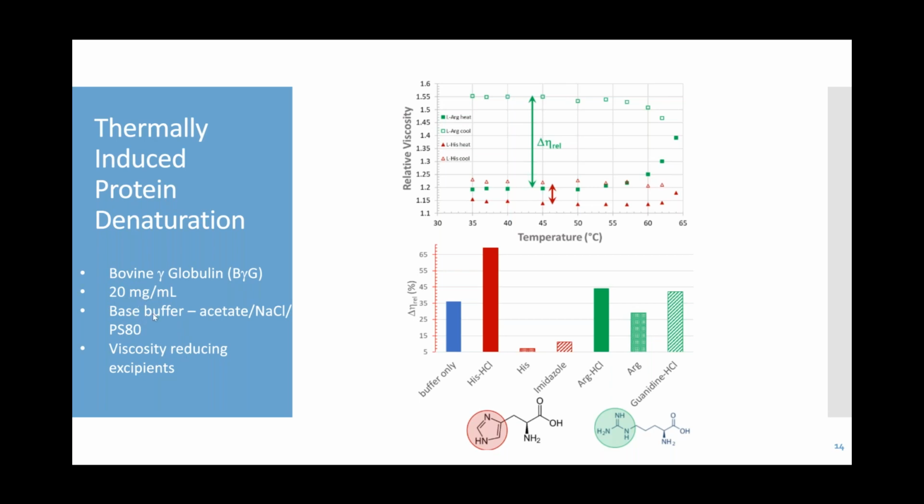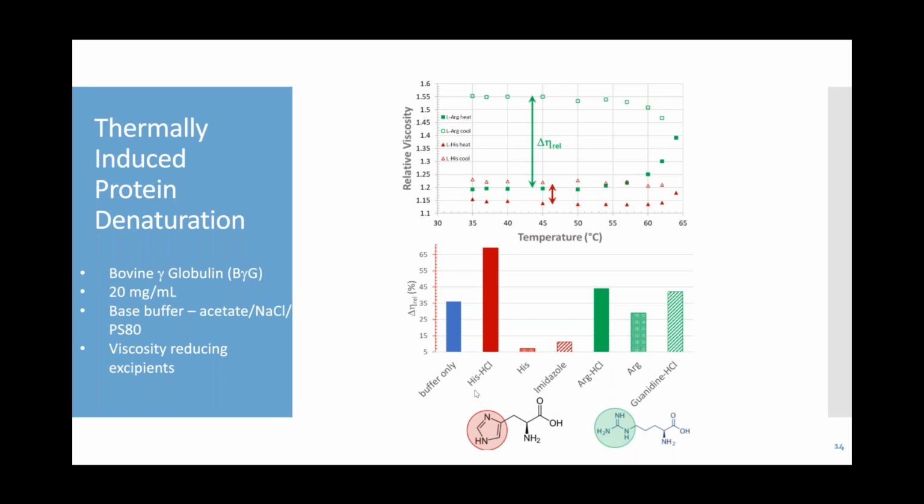And what we're going to do here is we're going to do the same type of experiment, but instead of focusing on the pH, we're going to focus on introducing different types of viscosity reducing excipients in a base buffer of acetate, sodium chloride, and polysorbate 80. So we're going to do the base case, and then we're going to do this base case plus some of these viscosity reducing excipients. And the excipients that we're going to use, before we look at the data, let's just look at the axes here on this plot.